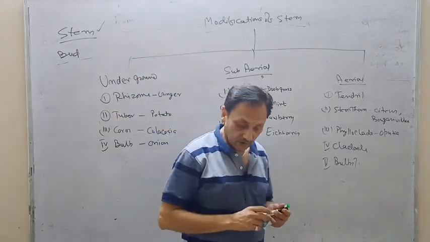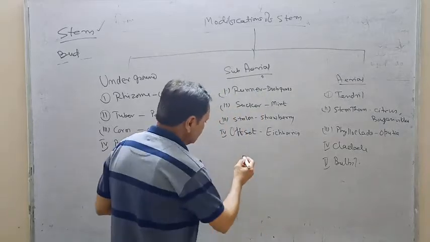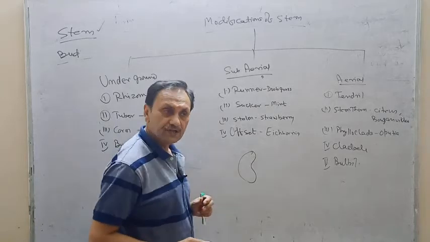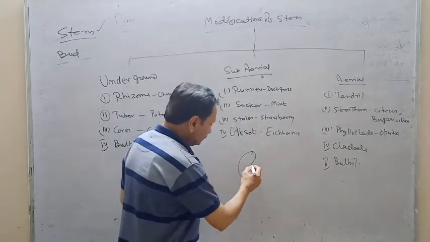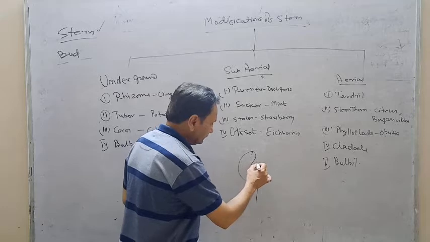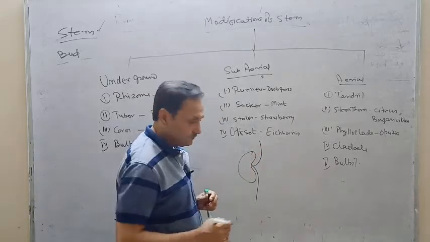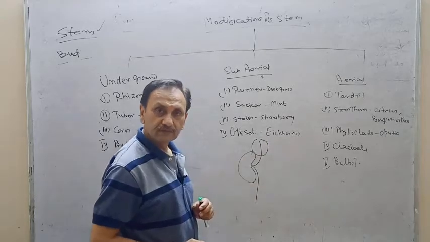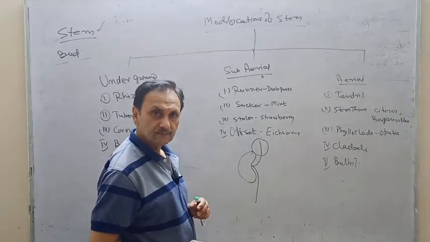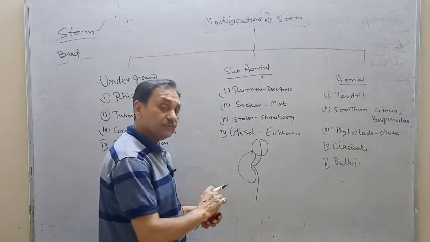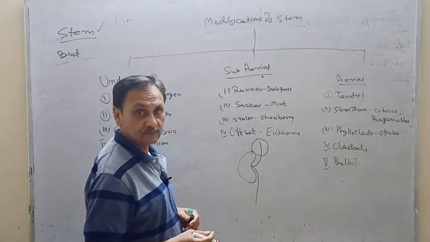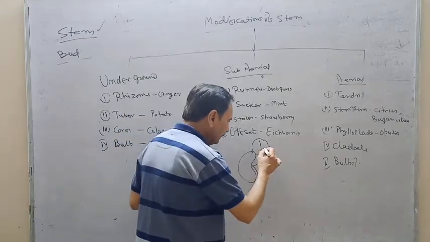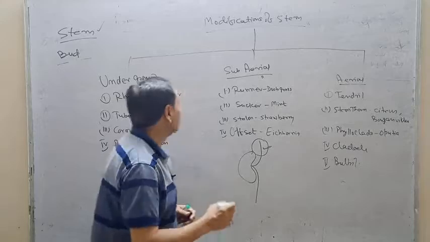As you know, the seed, when germinated, produces a radicle and a plumule. This plumule is negatively geotropic and positively phototropic in movement, and this particular part of the seed is responsible for the formation of the stem.